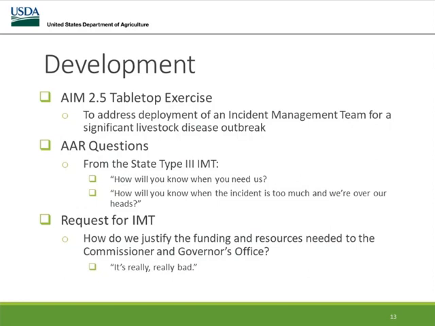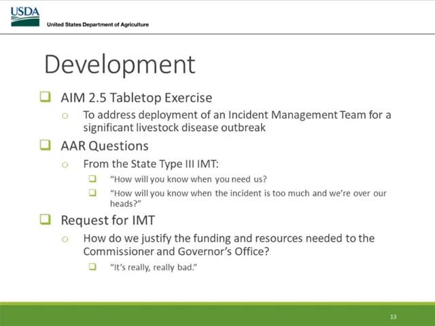In 2017, we had a tabletop exercise, which we called AIM 2.5. AIM stands for Ag Incident Management. This exercise was really designed to address the deployment of an IMT, or the transition from a local IMT to a USDA federal IMT during a foreign animal disease response. From that tabletop exercise, a couple of very good questions came out in the after action report from our state Type 3 IMT team. One is, how will you know when you need us? And two, how will you know when the incident is too much and we're over our heads and we need to call in somebody else?